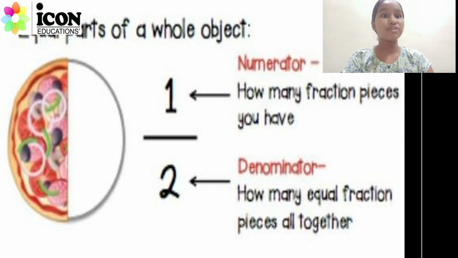Now, when I said numbers in the form of 1 upon 4 are called fractions, you all might be thinking, what exactly are fractions? Fraction means equal parts of a whole object. Now suppose your mom makes a pizza. She makes 2 parts of the pizza and she gives you 1 part. Means you have 1 part out of the 2 equal parts of that pizza. 1 is the numerator, which is the number of parts you have, and 2 is the denominator, which is the whole, or we can say it is the total.